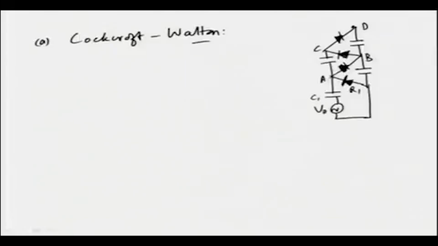So, A will have a peak voltage of 2 V 0, and this will be directed to B as a DC voltage, and B will experience a DC voltage of 2 V 0. So, V B is equal to 2 V 0, and this continues.